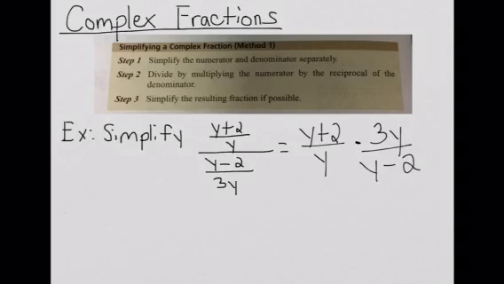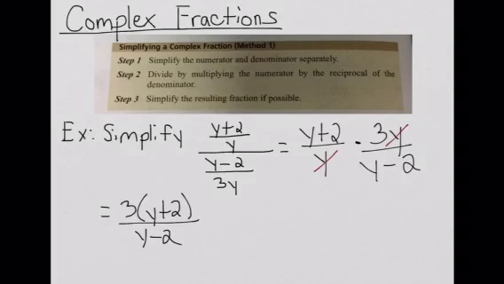Alright, now that we've done that, now we just want to simplify. Well, again, I can cross simplify. Notice that my two y's would just cancel out, and nothing else really cancels out. And so we're just left with 3 times y plus 2 on the top over the y minus 2 on the bottom. And that's our answer. That's our simplified fraction. So that's method one.